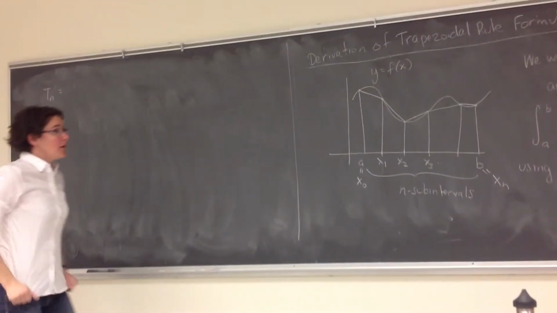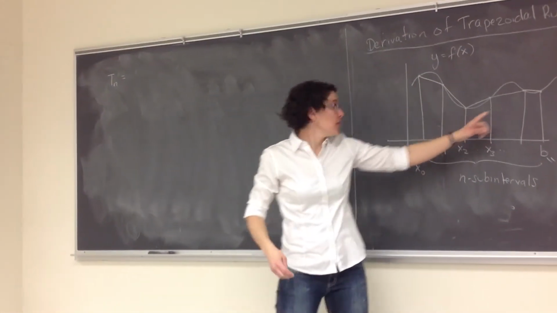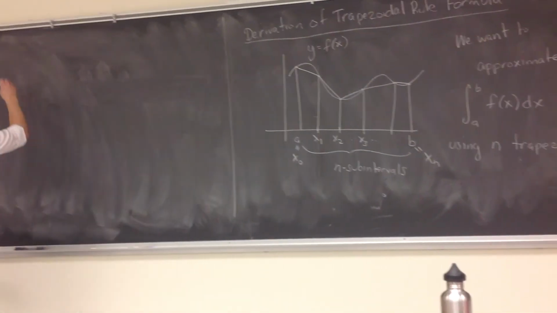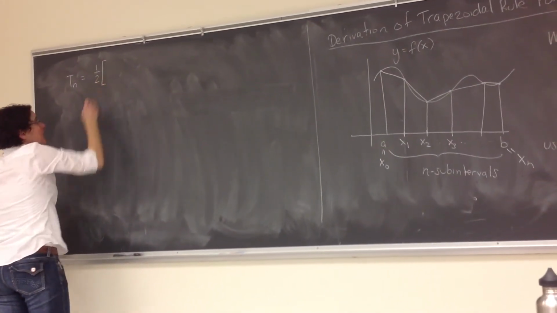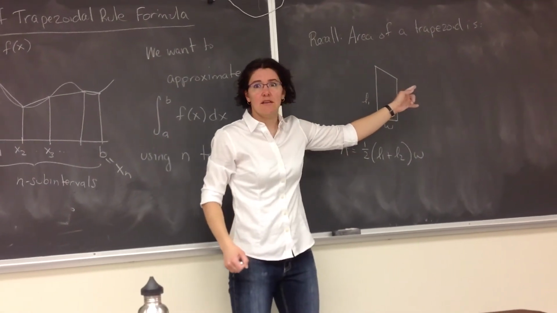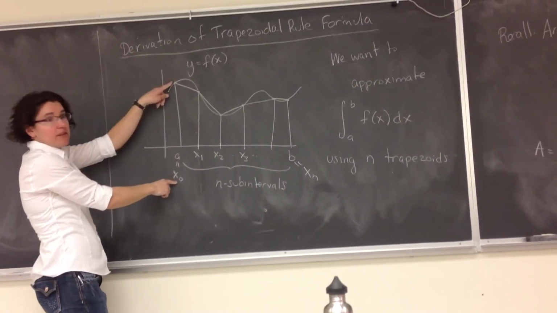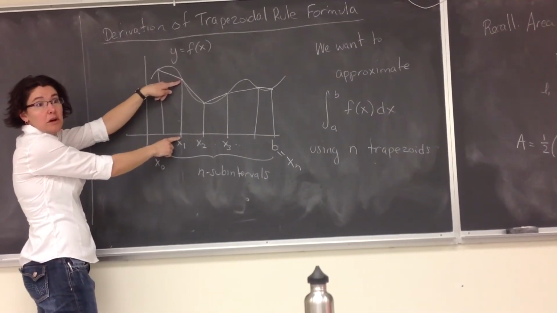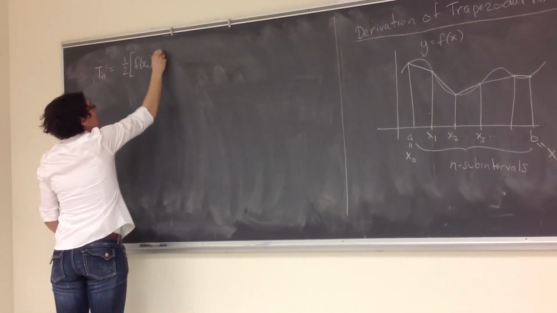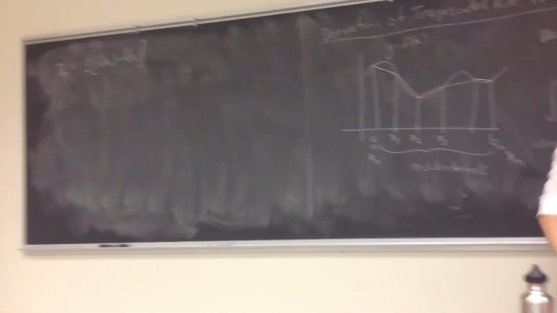Tn is going to be equal to, well, we have to add up all the areas of all these trapezoids that we have here. So our first trapezoid has an area that is going to be 1/2 times, okay, what happens next when we need the length on the left side and the length on the right side? So for our first trapezoid here, that means f of x0 and f of x1. Okay, so that's our length 1 and our length 2.